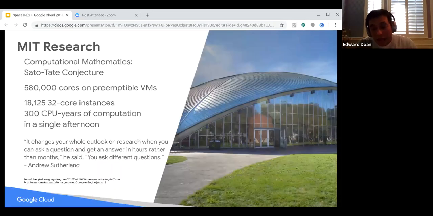And then MIT is another customer that was able to use a massive amount of resources for a very short amount of time, over 500,000 cores for one afternoon to solve, I believe it was a hyperelliptic curve cryptography problem. Just turn on the resource and then solve the problem and turn it off when you're done.